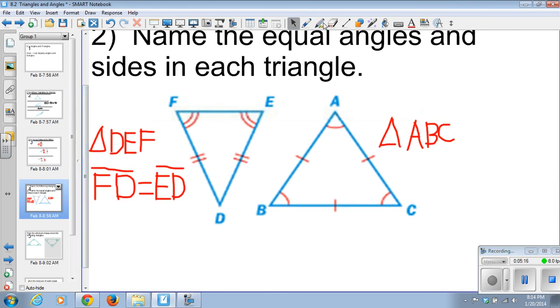As for angles, well, we see those little arcs that are marked on the triangle. Right there, there. So we've got equal angles here and here. So we can identify these multiple ways. I'm going to go ahead and do it the simple way. And we'll just say angle F, using one letter, is equal to angle E.